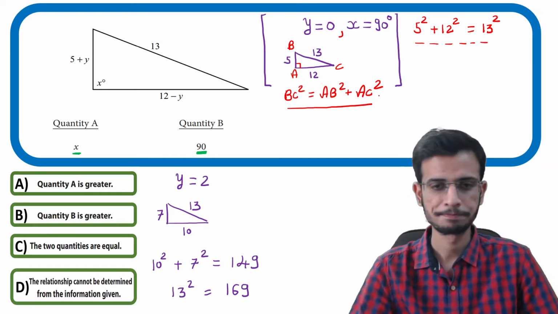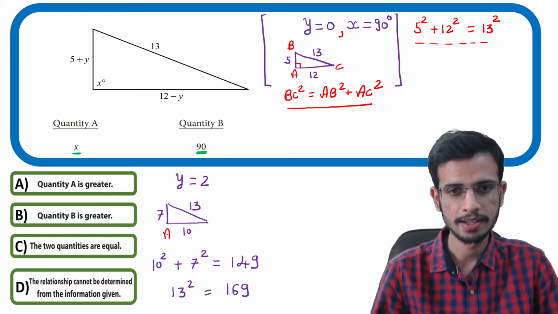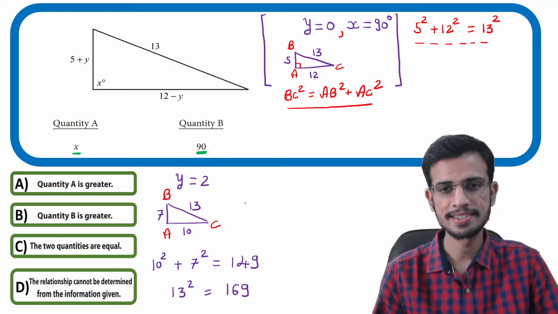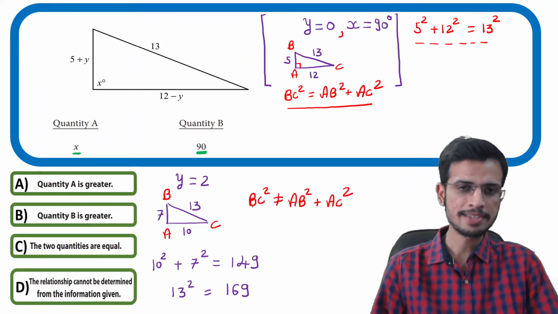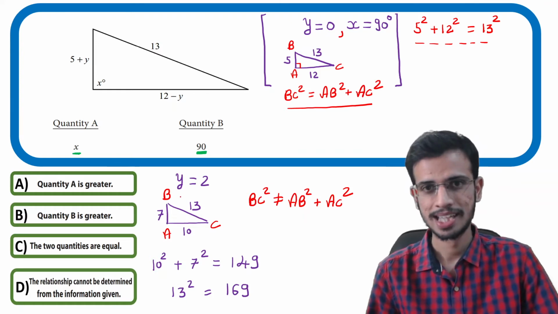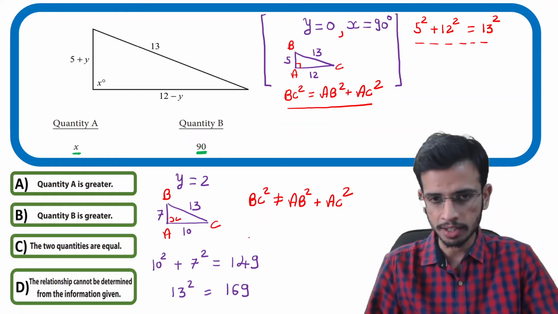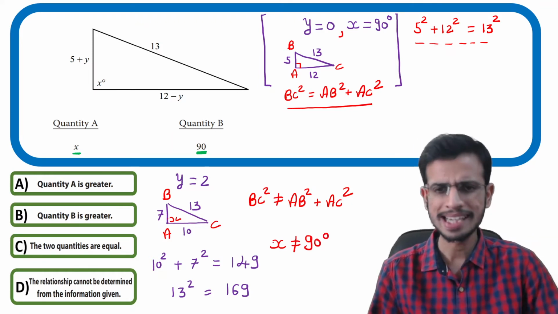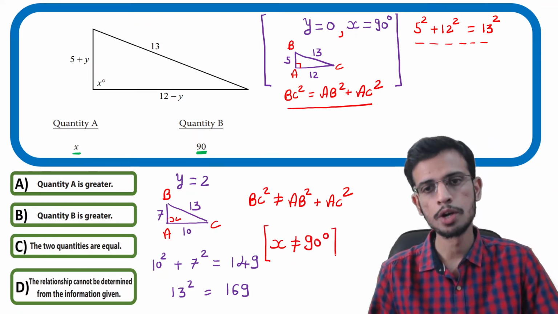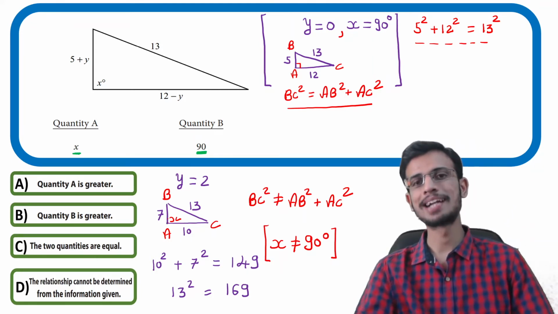That is Pythagoras theorem. In this case, if I say ABC, then BC square is not equal to AB square plus BC square. Right? It means this triangle is not a right angle triangle. Then this angle A, this x, we can conclude that x is not equal to 90. It will be any other value, but x won't be equal to 90.